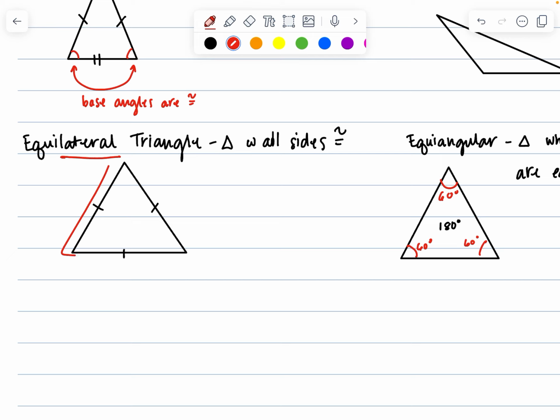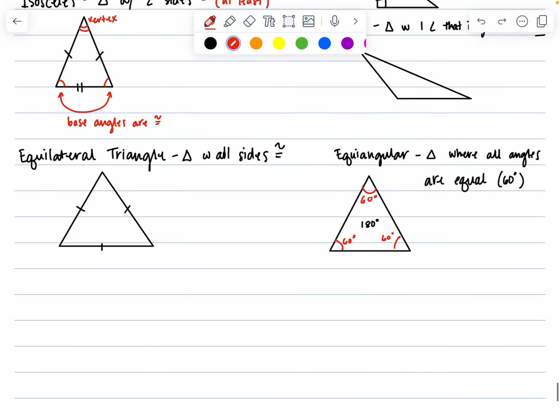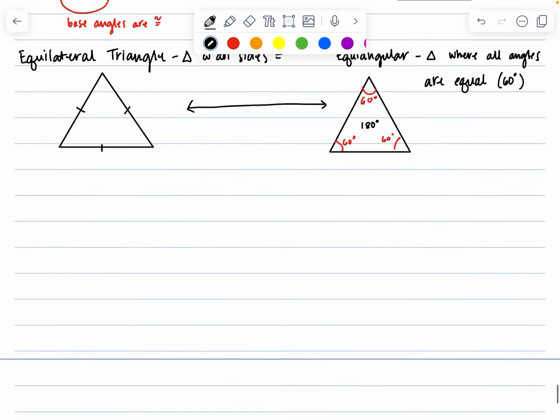Equilateral means the lateral sides are all equal. Okay? Equiangular is all the angles are equal. So these two are always related to each other. Anytime you have an equilateral triangle, you also have an equiangular triangle.